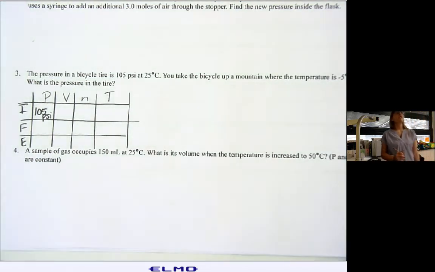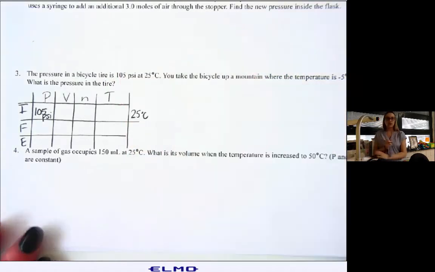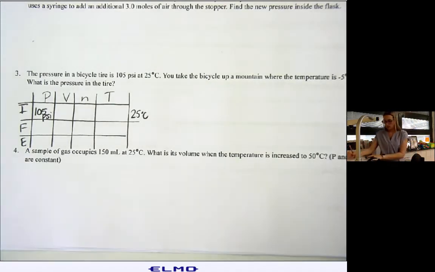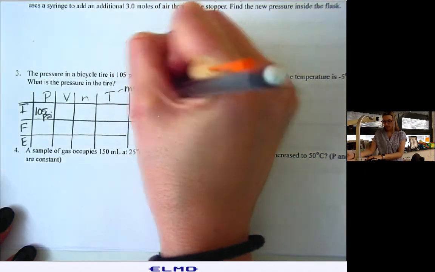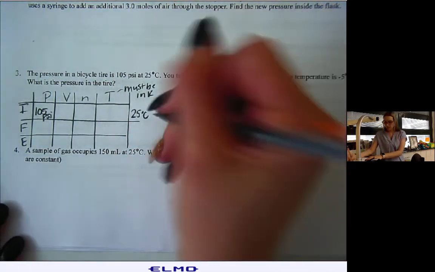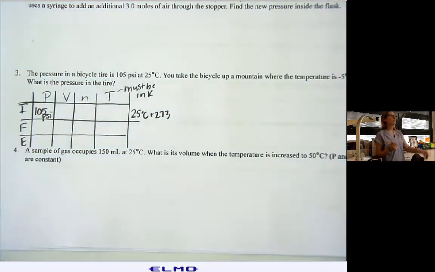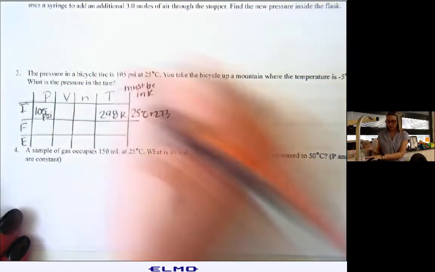It says at 25 degrees Celsius. Now I'm going to write the temperature over here to the side because we just said that to plug in temperature, it must be in Kelvin. Remember, to go to Kelvin, just add 273. K equals C plus 273. So the initial temperature is actually 298 Kelvin.